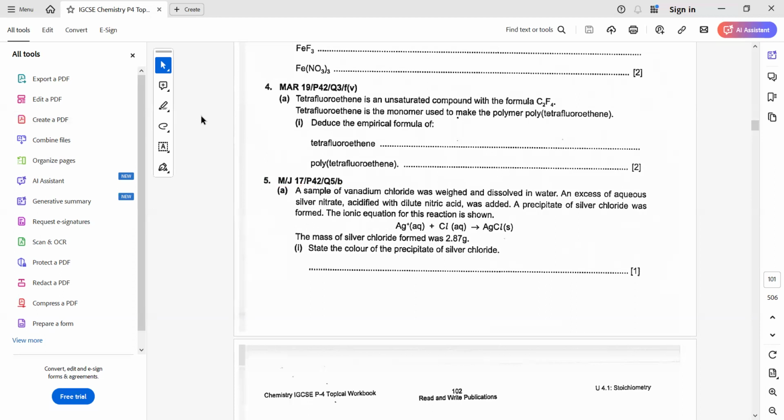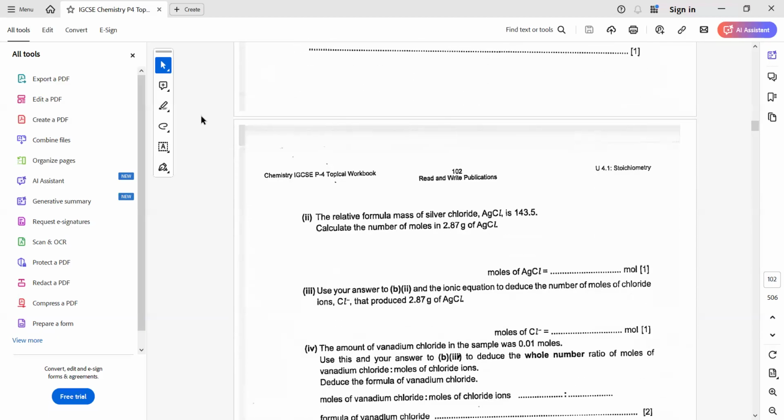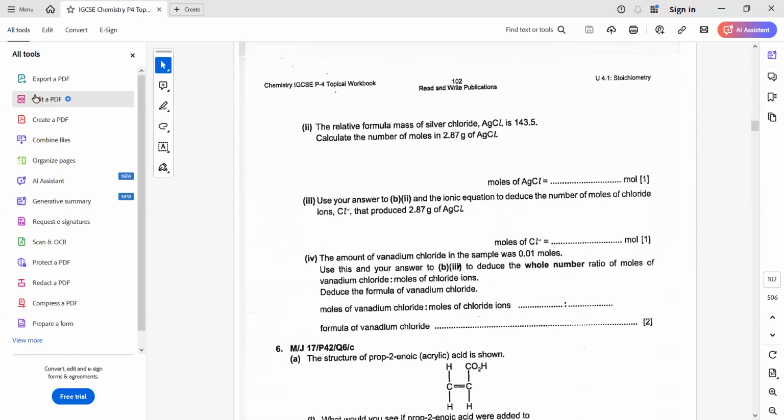Now, this is the question which you want to do here. That's what we can do. Now, the question says the relative formula mass of silver chloride is 143.5. Now, what is formula mass? Formula mass is basically the molecular mass for an ionic compound. So if you have something ionic in nature, that's chemical bonding chapter one, that is yet to be covered. So we are going to go through that later on. That's the ionic compound's molecular mass.